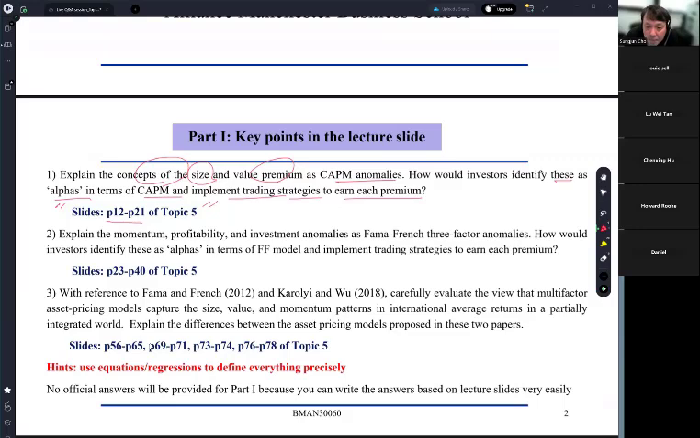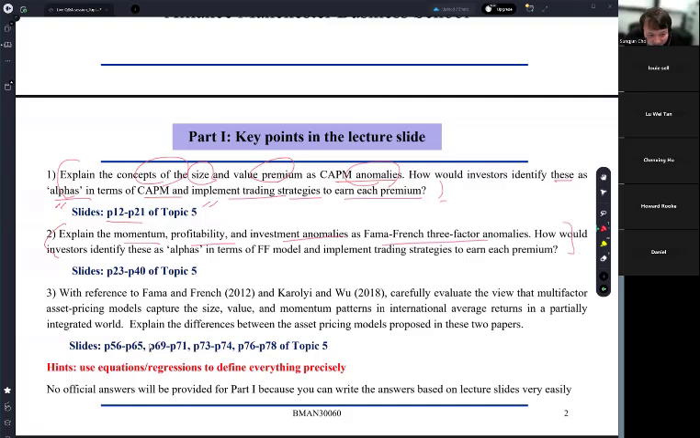Explain the concept and why they are called CAPM anomaly. So you have to show that regression form. You have to show what the meaning of alpha is, and what the size anomaly and value anomaly mean in terms of alpha, right? And how to implement, that's the SMB strategy or HML strategy. I already explained this one. Then explain the momentum, profitability, and investment anomaly as a Fama-French three-factor anomaly. In the review slide, I also talk about this one, so you can just use that as an answer for these questions.